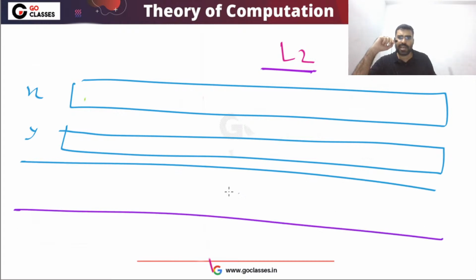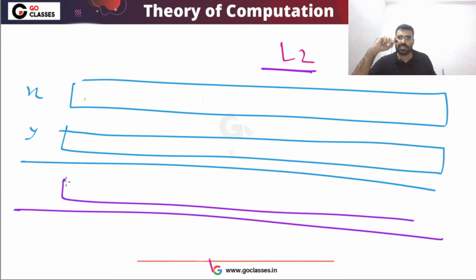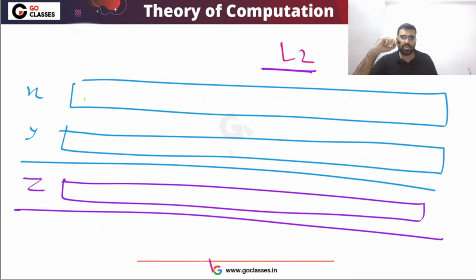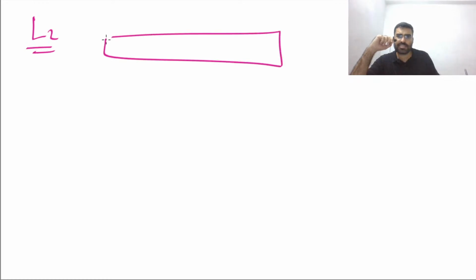After that, you have to calculate the Z. Can a finite automata do this? What will your finite automata do? See, this is your L2. In this L2, first I will give you this X, then I will give you this Y, and then I will give you this Z. Now you tell me, what will your finite automata do?